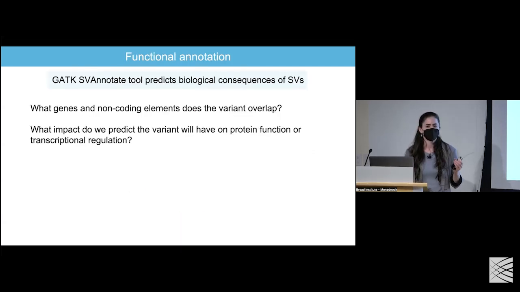Now that we have all of our structural variants, we want to understand their functional impact. So we perform functional annotation. We're trying to answer the questions: what genes and non-coding elements does each variant overlap? And what impact do we predict the variant would have on protein function or transcriptional regulation?